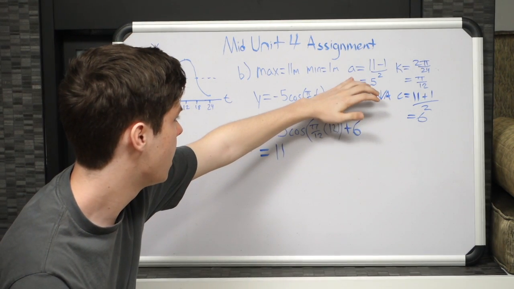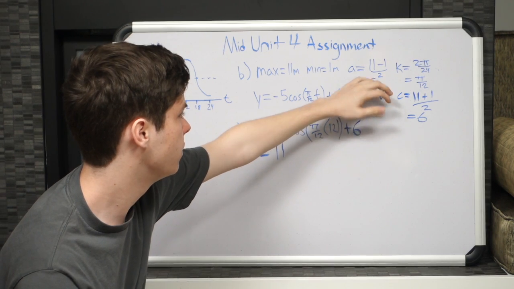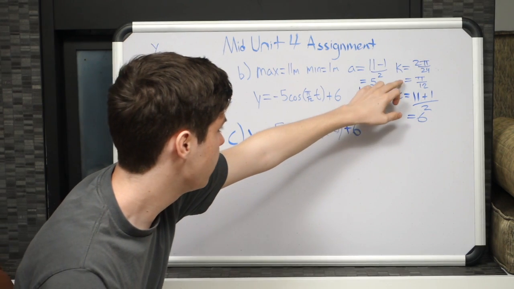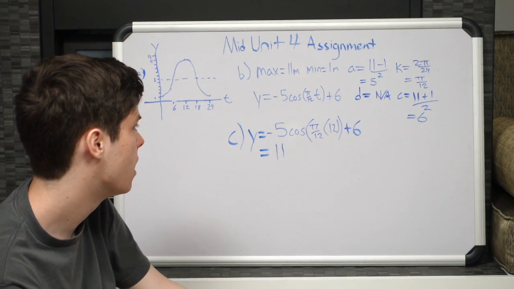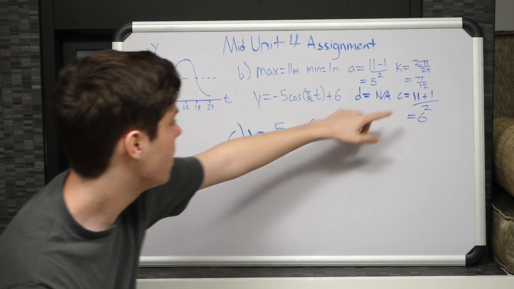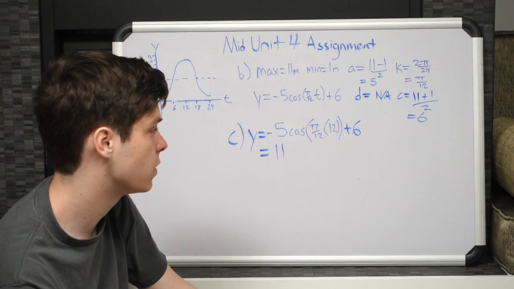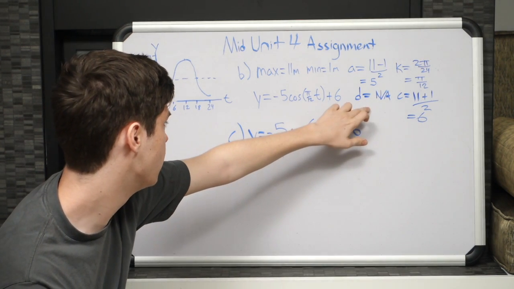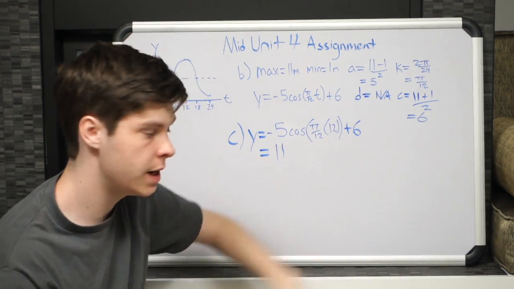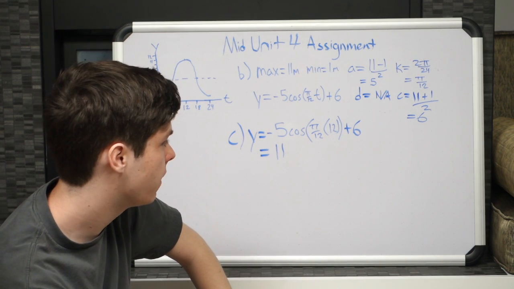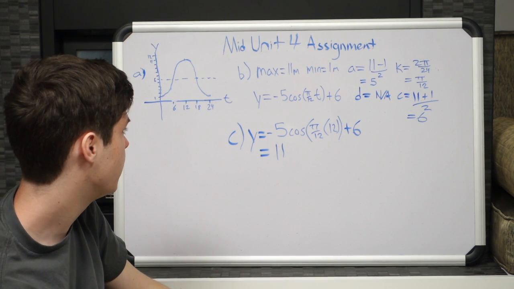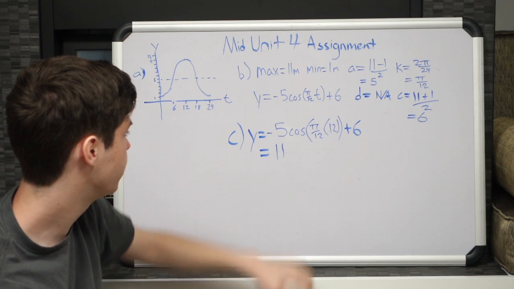So A equals 5 when you subtract the minimum from the maximum and then divide by 2. My K value is 2 pi over P, and the period is 24 because that's how long the ride is. Therefore that simplifies to pi over 12. There is no D for this equation. And for C, that's maximum plus minimum divided by 2, so that equals 6.